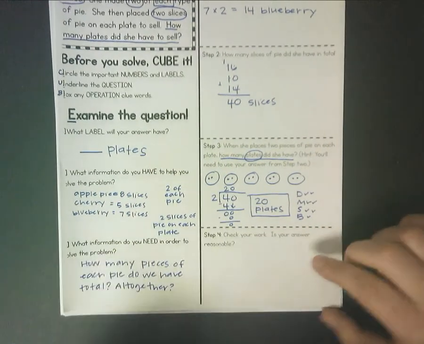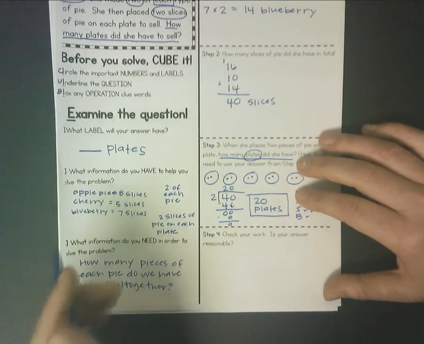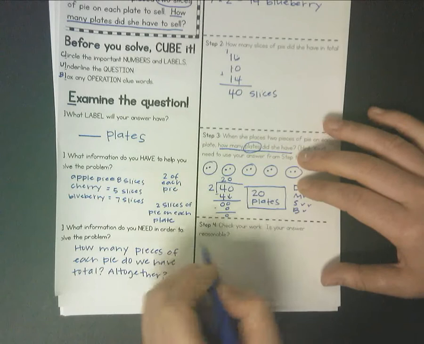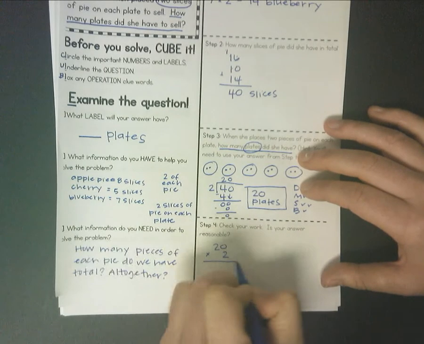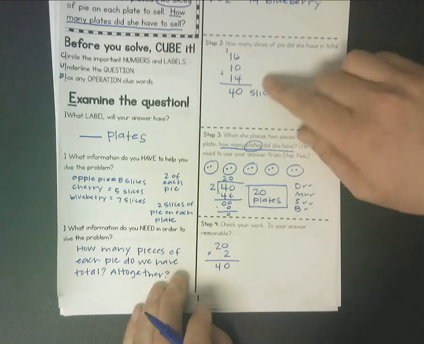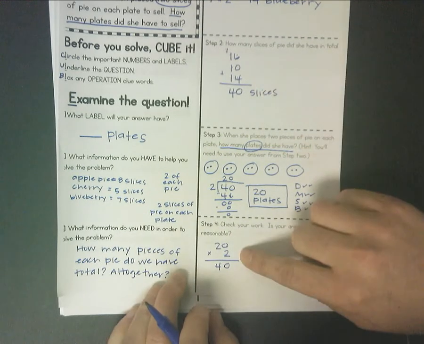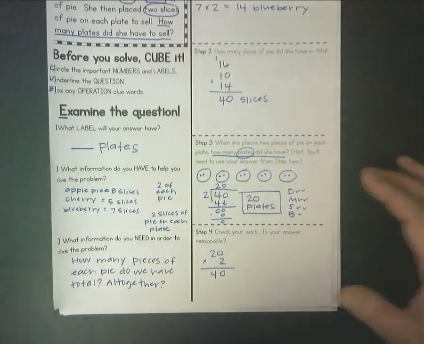Then it says, check your work. Is your answer reasonable? So I'm going to check to make sure my division was correct by doing 20 times 2. 0 times 2 is 0. 2 times 2 is 4. So that gets me back to my 40 slices of pie, which is what I got. And then is that reasonable? That means does it make sense?